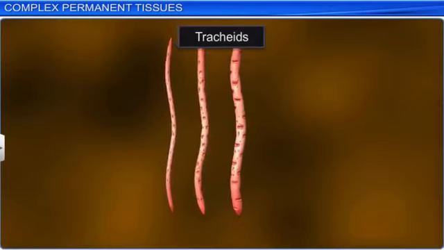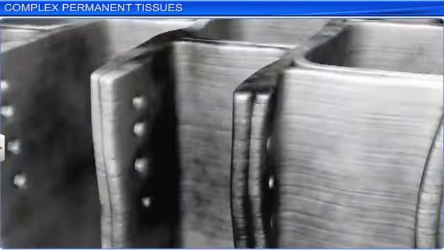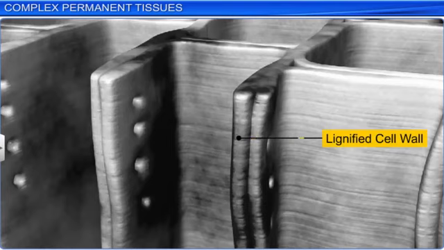Tracheids are elongated, angular, lignified cells with tapering ends. They are dead and without any protoplasm. The inner layers of the cell walls in tracheids vary in thickness.